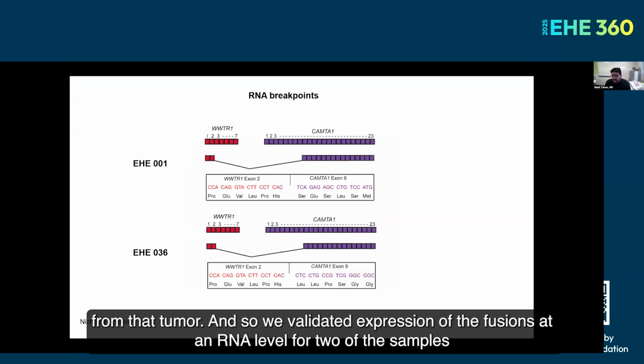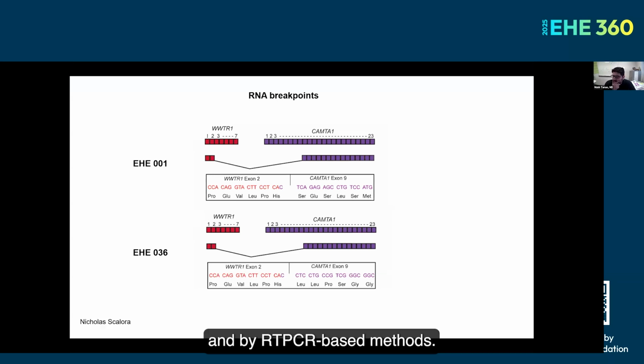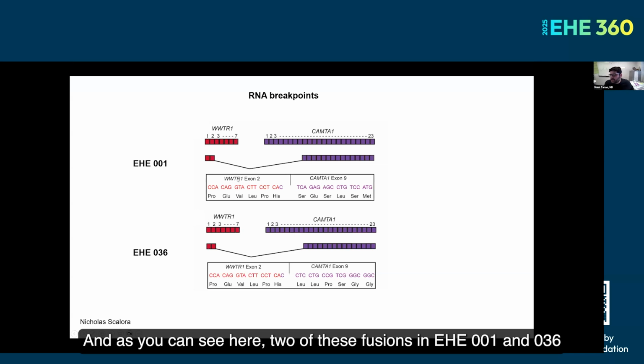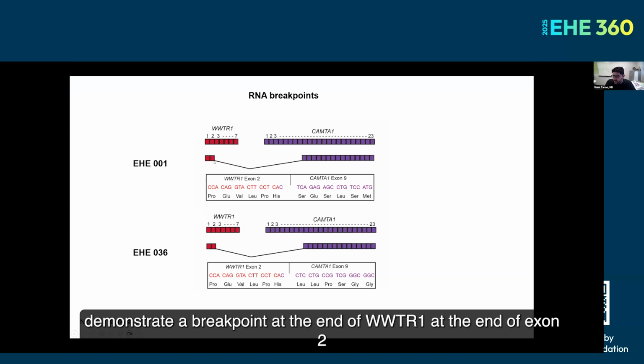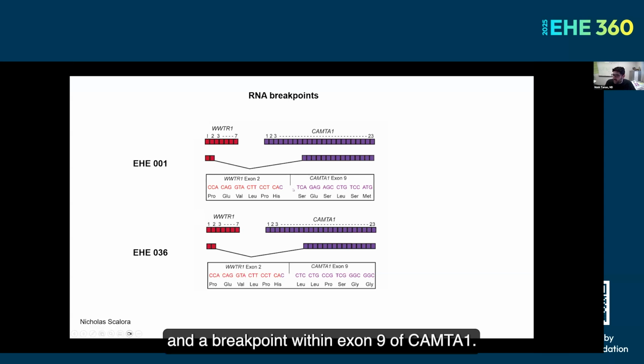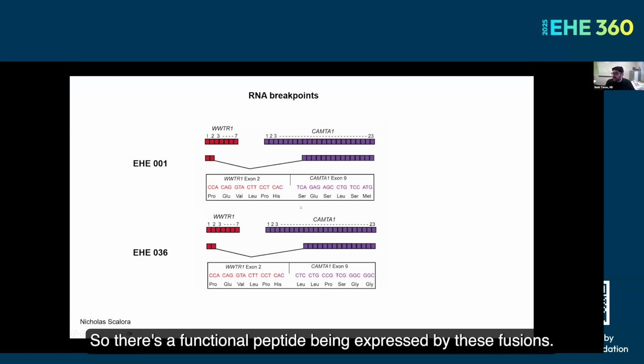And so we validated expression of the fusions at an RNA level for 2 of the samples, by RT-PCR-based methods. And as you can see here, 2 of these fusions in EHE1 and 36 demonstrate a breakpoint at the end of WWTR1, at the end of exon 2, and a breakpoint within exon 9 of CAMTA1. And as has been described before, these breakpoints result in CAMTA1 being expressed in frame. And so there's a functional peptide being expressed by these fusions.